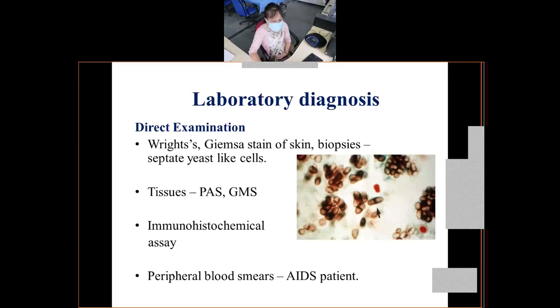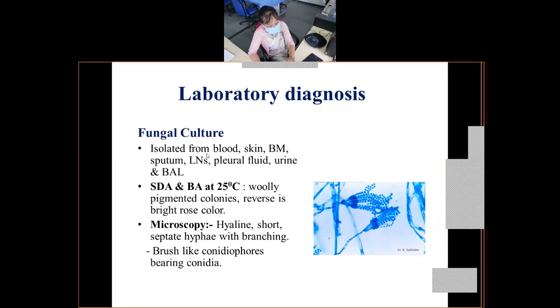So this is what I was telling you. These are yeast cells. You can see this is the septation which we observe in the yeast cells. So this is a very characteristic picture of Penicillium. You can culture it from many samples. You can use Sabouraud dextrose agar. Even blood agar is also a good media where you can isolate the fungus. Here it produces woolly pigmented colonies, with a very bright red rose colored pigment, which can be observed on the reverse side of the media.